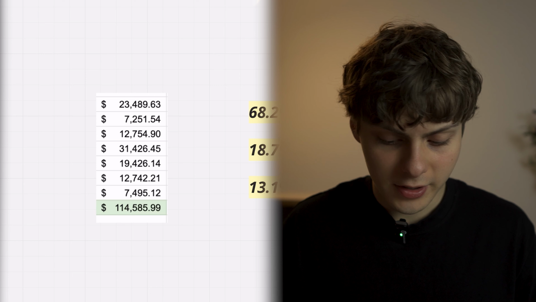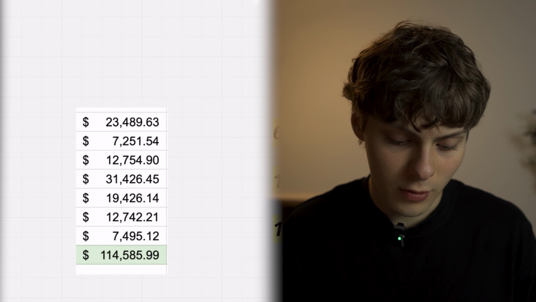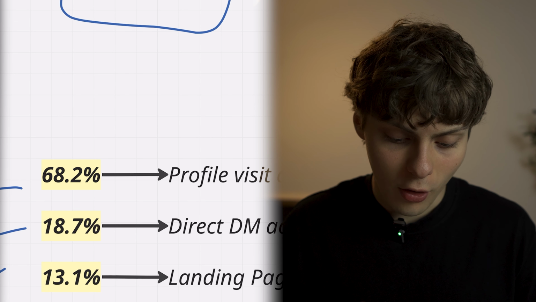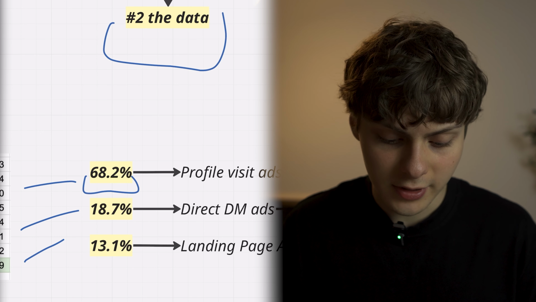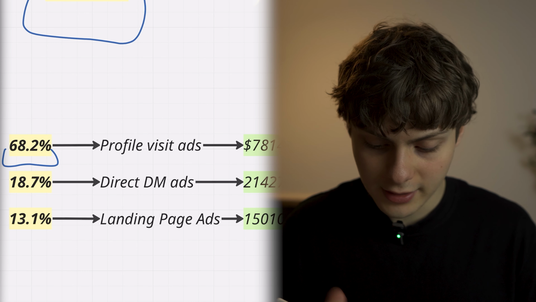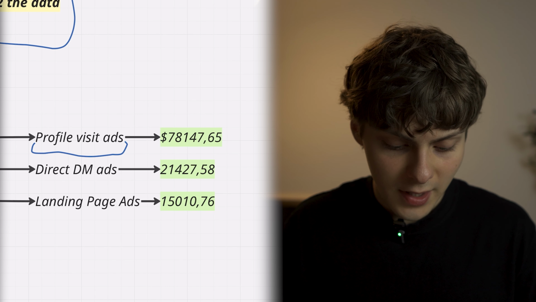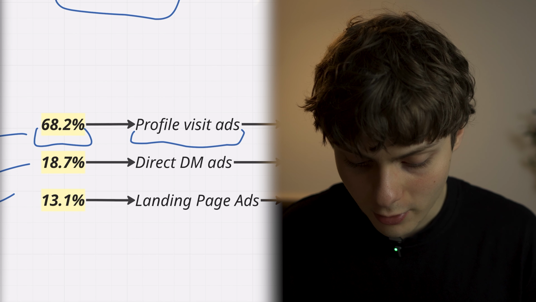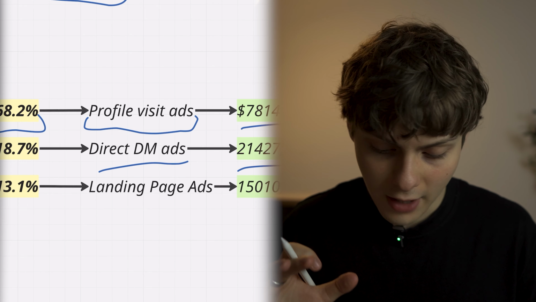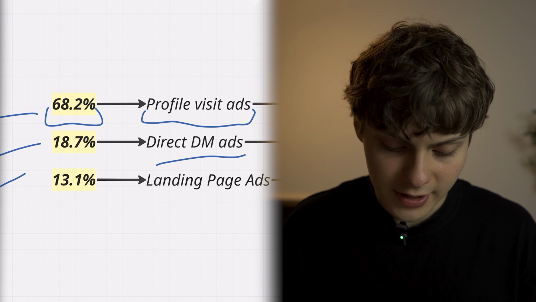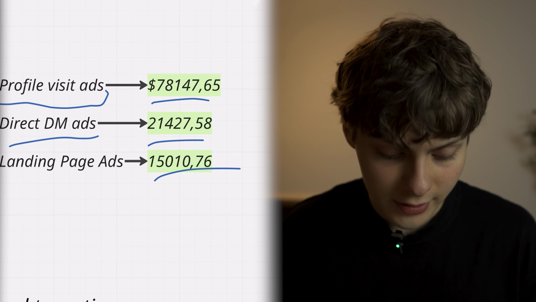$31,000. And from this ad spend, this is the actual number when it comes to what type of ad we ran. So 68.2% of the money that we put into Meta to actually run those ads is profile visit ads. So we spent almost $80,000 on those ads. 18.7% on direct DM ads, spent $21,500, and 13% on landing page ads, so $15K right here, mostly for the webinars, to be honest.